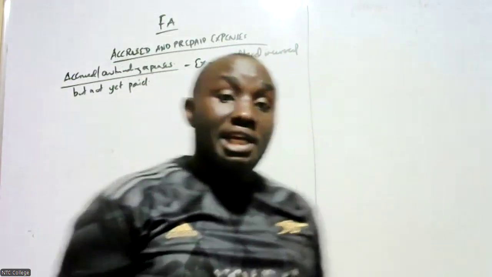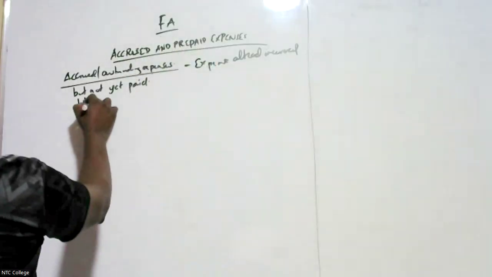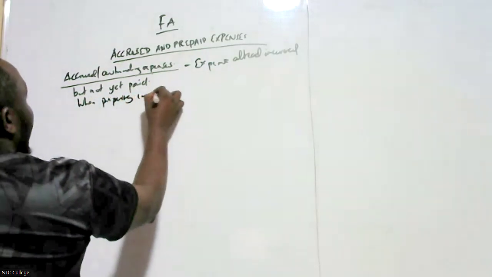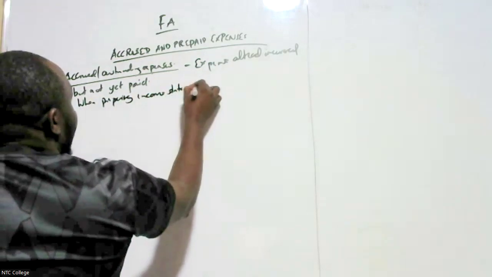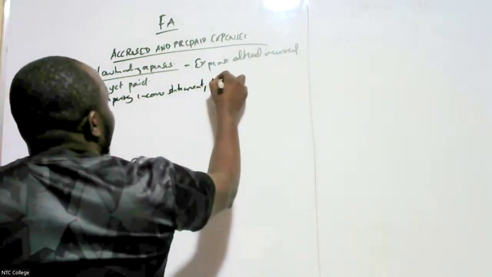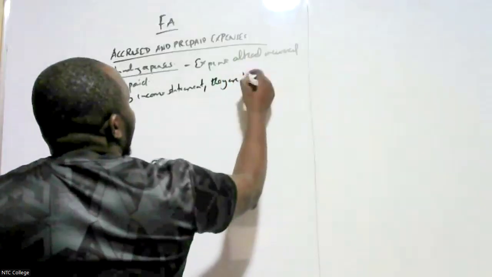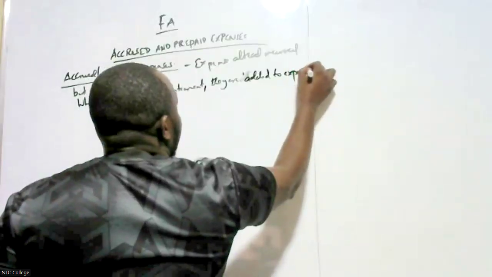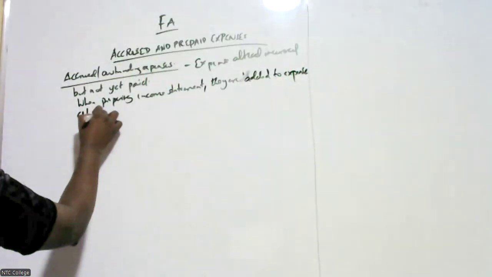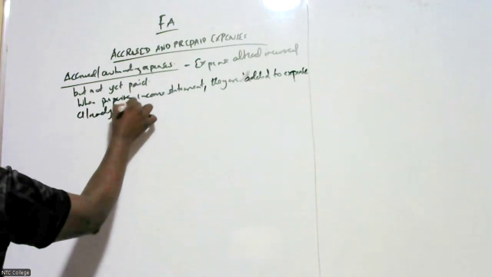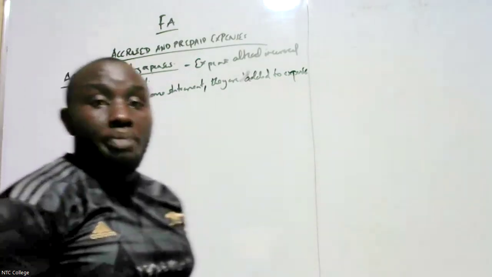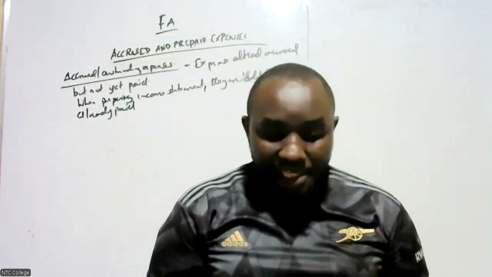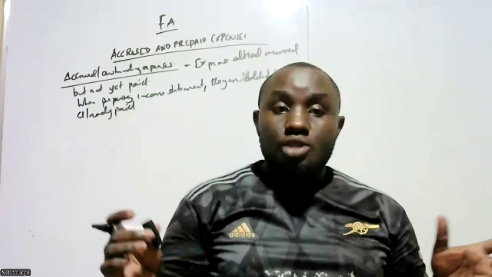So when preparing the income statement, they are added to expenses already paid. So in the income statement, we basically add them to expenses that are already paid. If you had accrued expenses, you add them to the expenses already paid.